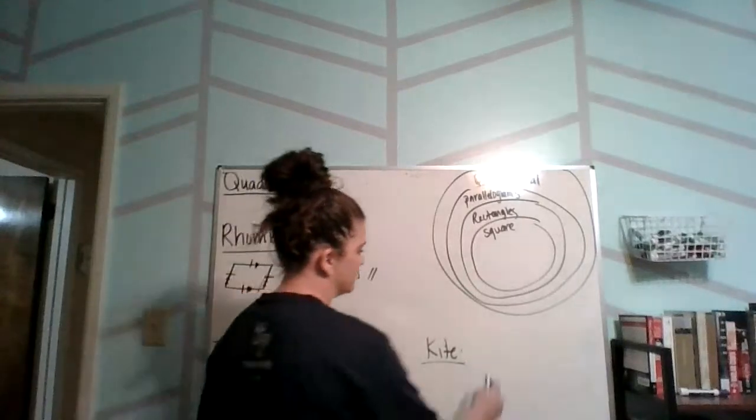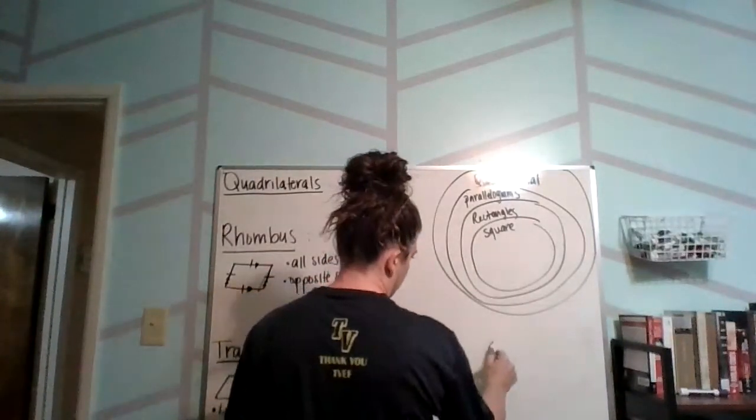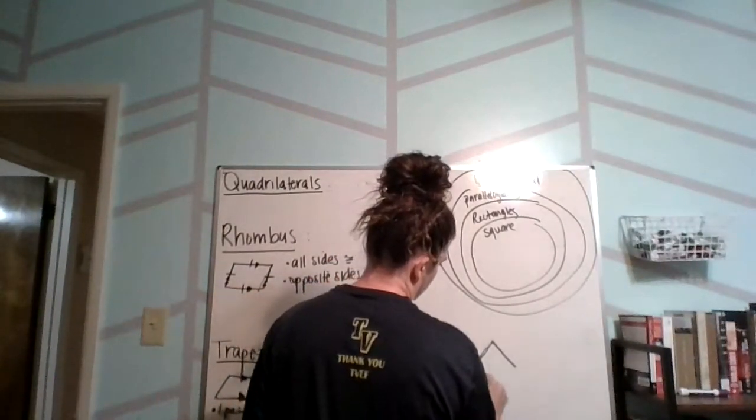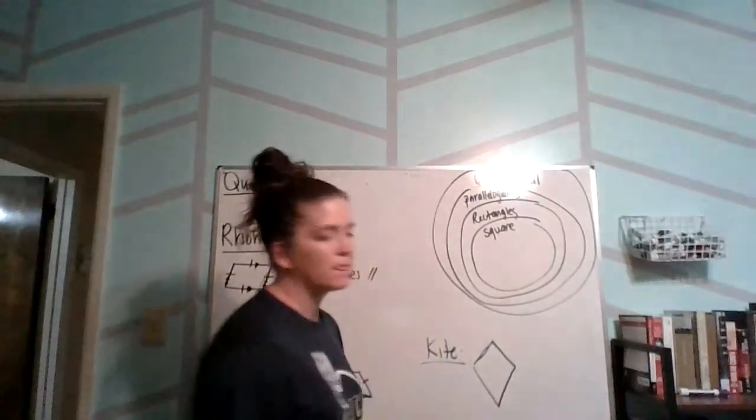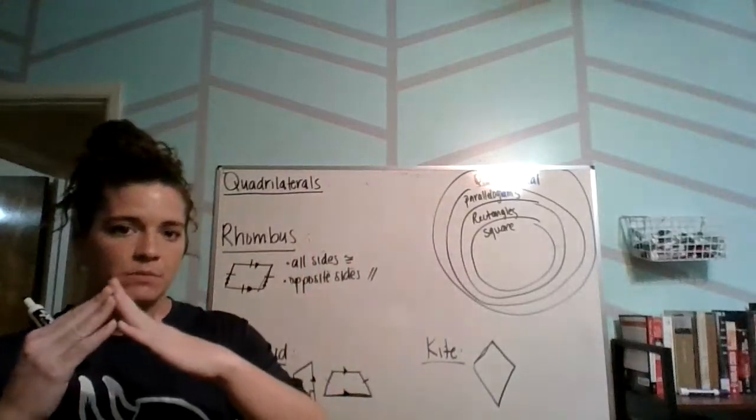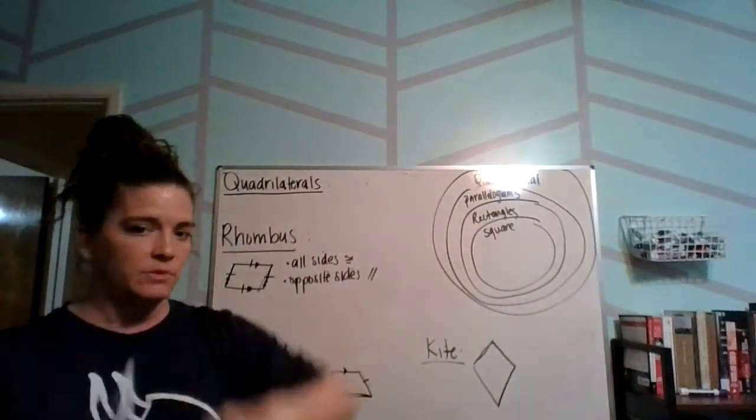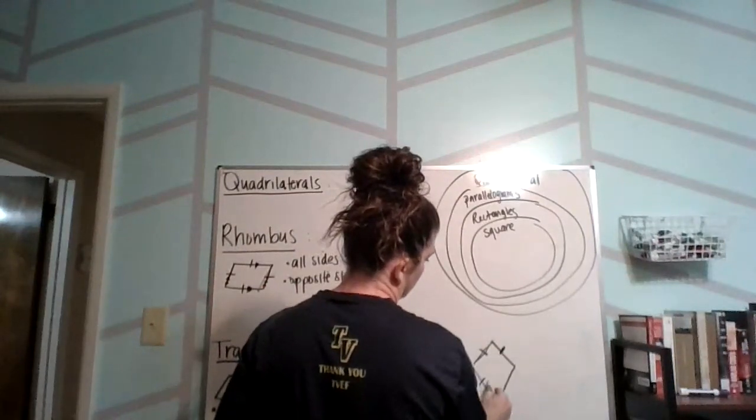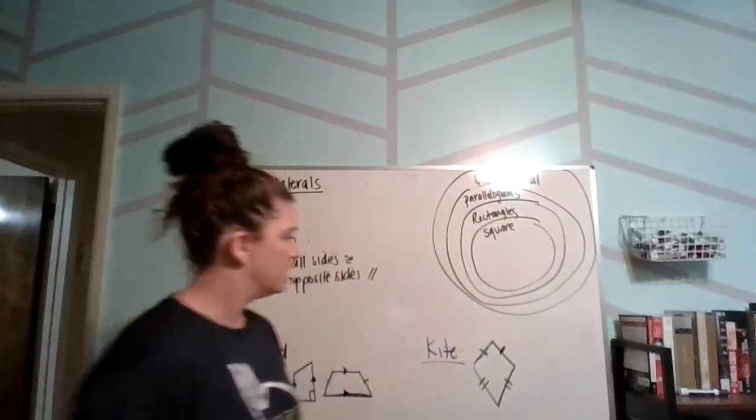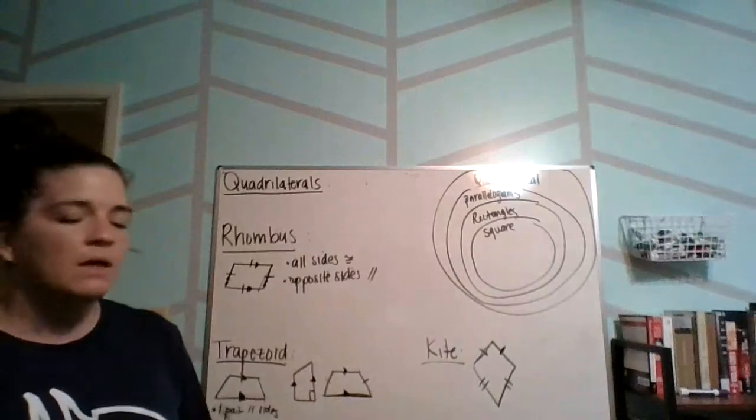Okay, kite. So a kite looks like a kite. We all grew up seeing those. So it's kind of like that diamond shape, but the top ones are a little shorter than the bottom ones. So we have it looking like this. Kind of looks like a bug or something.